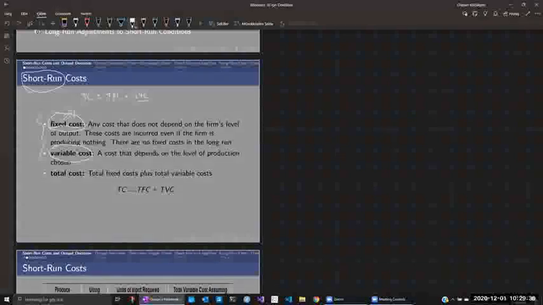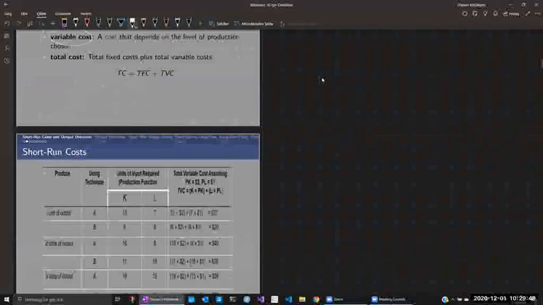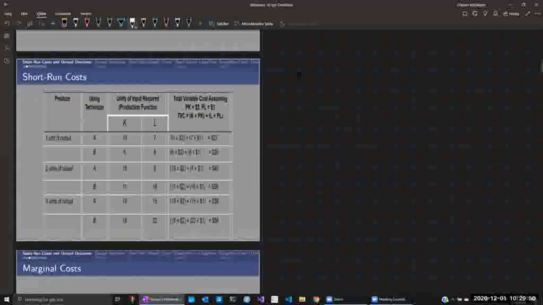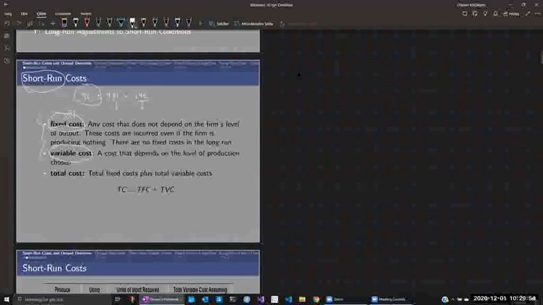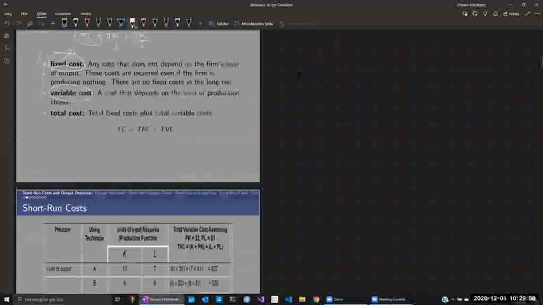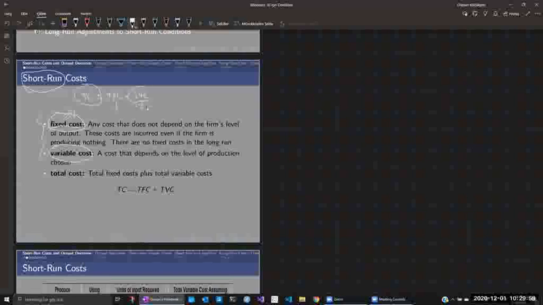So in the short run, once again, the total cost is composed of the fixed cost and the variable cost. We should first be aware of the fact that the shape of the variable cost might depend on the level of total fixed cost that we have in mind.